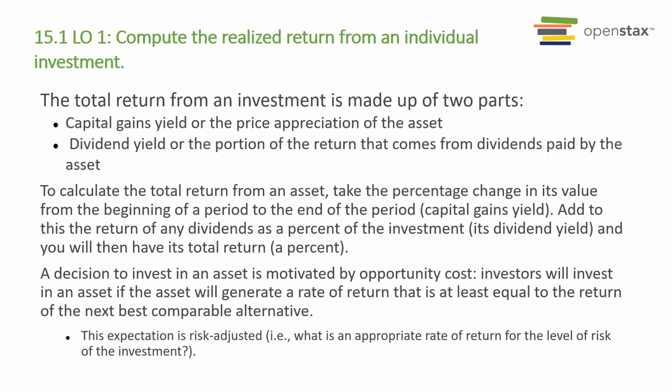A decision to invest in an asset is motivated by opportunity cost. Investors will invest in an asset if the asset will generate a rate of return that is at least equal to the return of the next best comparable alternative. This expectation is risk adjusted. That is, it asks what an appropriate rate of return is for the level of risk of the investment.